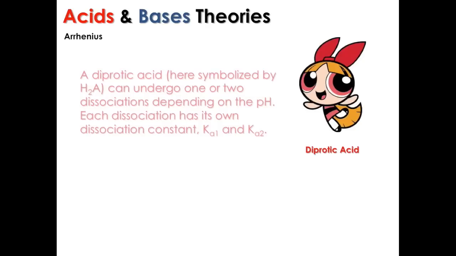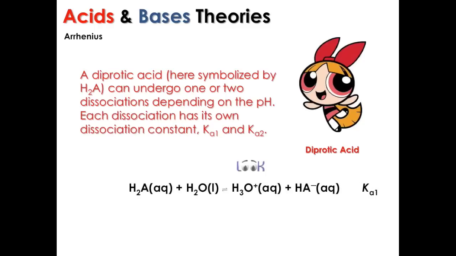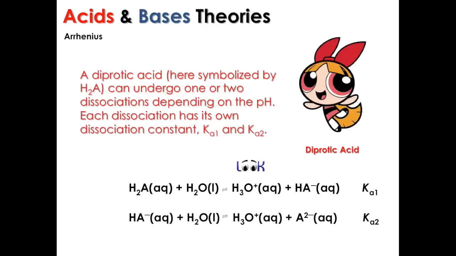A diprotic acid, here symbolized by H2A, can undergo one or two dissociations depending on the pH. Each dissociation has its own dissociation constant, Ka1 and Ka2. We can see that in the next reaction, when we have a diprotic acid dissolved in water that yields hydronium ion plus the monoprotic acid. After that, the monoprotic acid dissolved in water turns back again into hydronium ion and the anion.